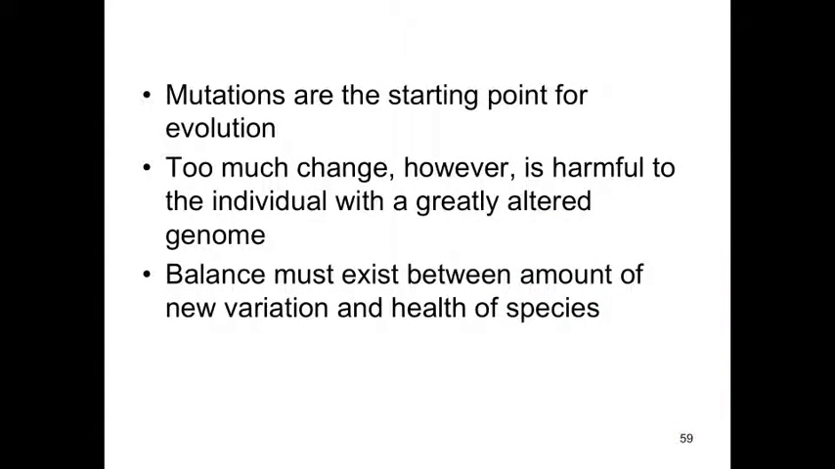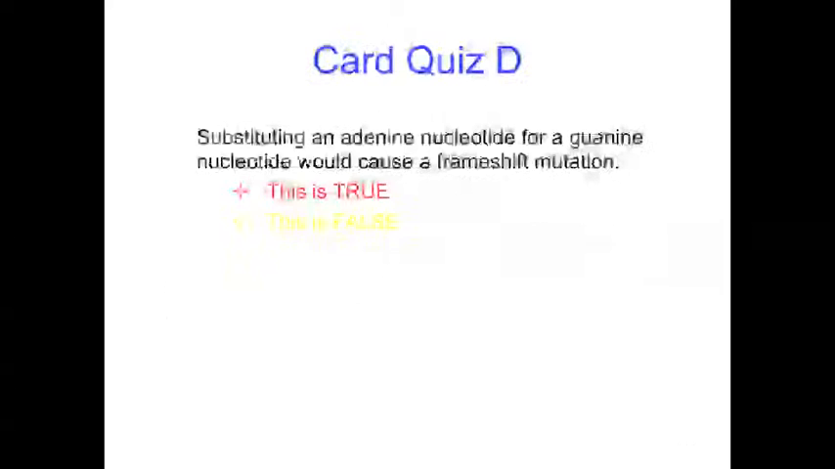Mutations are the starting point for evolution. Too much change, however, can be harmful. An individual with a greatly altered genome may not be able to survive right here and now. So balance has got to exist between the amount of new variation and the health of a species. So this concludes our chapter on transcription and translation, or gene expression. Let's take a quick card quiz to finish it off.